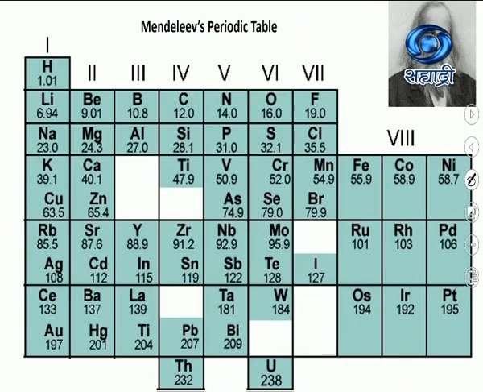So this is Mendeleev's periodic table. Now you can see here some blank spaces are there. He kept blank spaces. So he arranged these elements from group 1 to group 8. That is a group, and this is a period. So vertical columns are groups and horizontal rows are called periods.